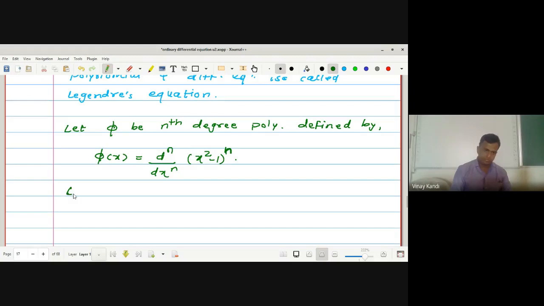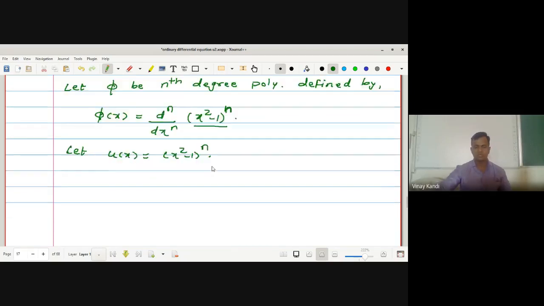Let u of x, okay, let u of x is equal to (x square minus 1) bracket raised to n. Okay, we assume that this is u of x. Okay, now differentiate with respect to x.